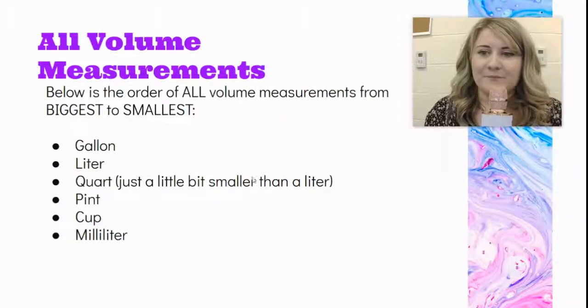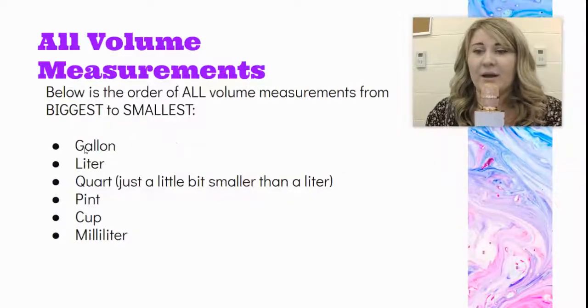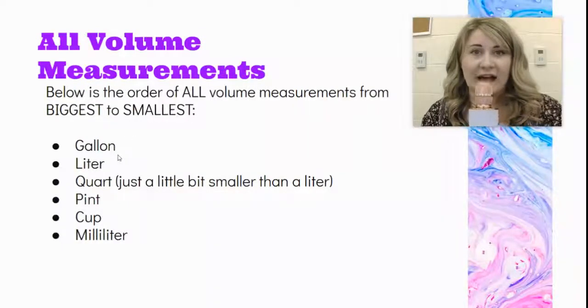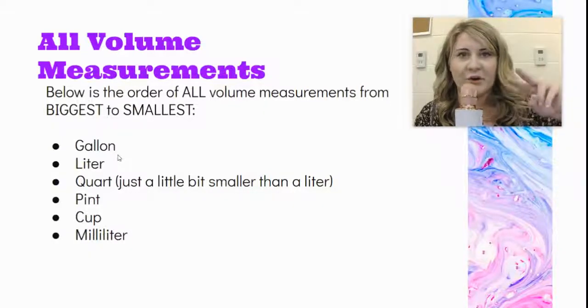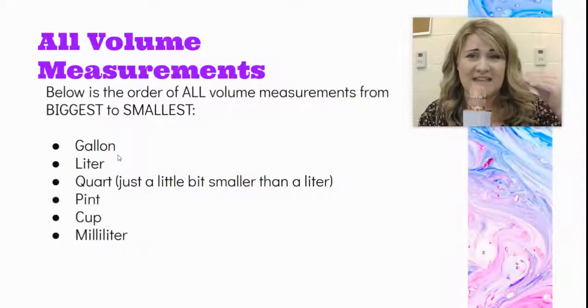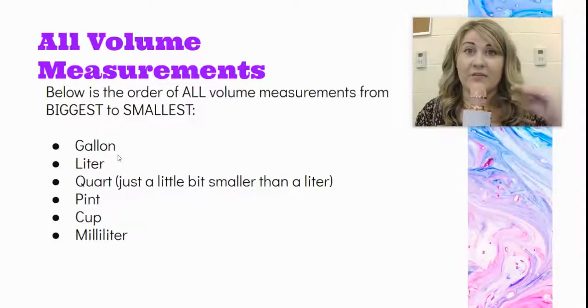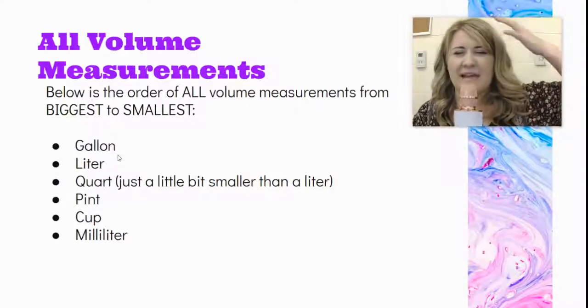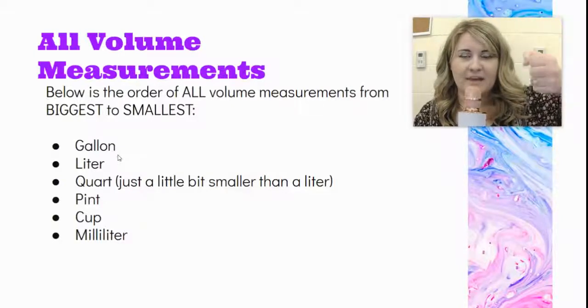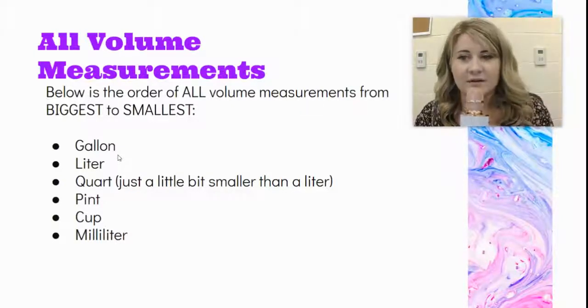All right, so these are in order from biggest to smallest. We have gallon. Gallon is our biggest. And then below that, we have liter and quart. And liters and quarts are about the same. A quart is just a tiny bit smaller than a liter, but they are very, very comparable. So when I say a liter, it's very similar to a quart. But I want you to picture a gallon of milk. So we have a big old gallon. That's the biggest thing. Next, we have a quart or a liter.